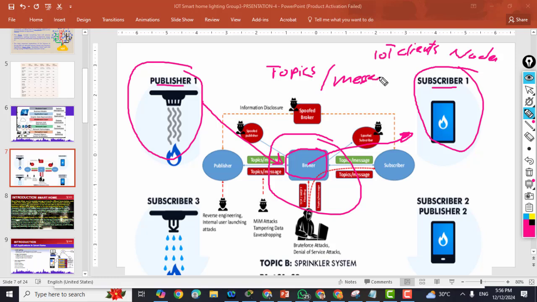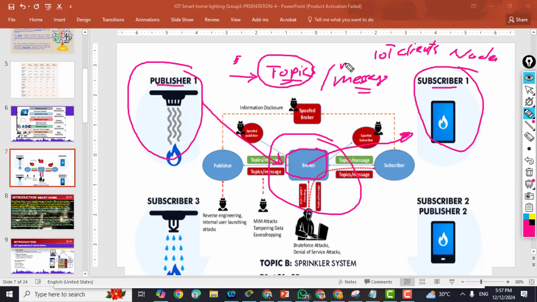Okay, the other two parts of IoT. We have 4 parts: IoT clients, publisher and subscriber. We have a broker. We have topics and messages. Topics mean, let's say, the publisher, the fire detector, using a fire detector topic, and sends a message.